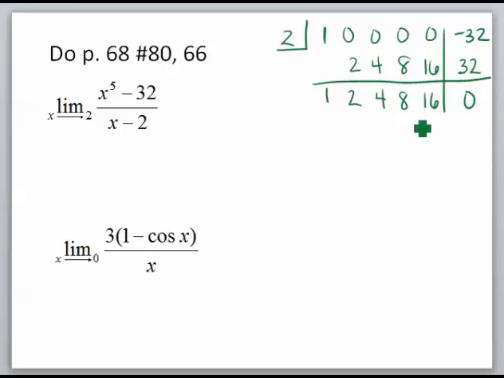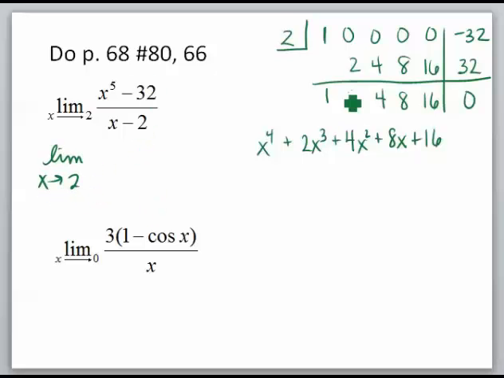So your new function is 16 plus, I'm reading it backwards, 8x plus 4x squared plus 2x cubed plus x to the fourth. So each of these become your new coefficient. So this limit is going to be written once you've canceled those, because we've divided it, as x to the fourth plus 2x cubed plus 4x squared plus 8x plus 16. Now I can use direct substitution to come up with the answer.